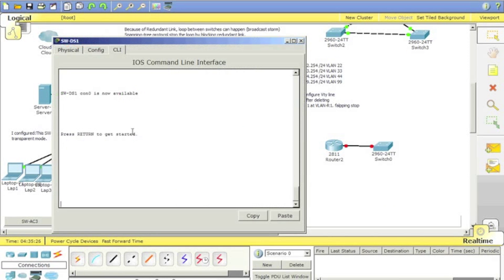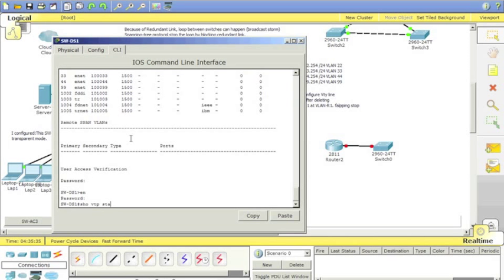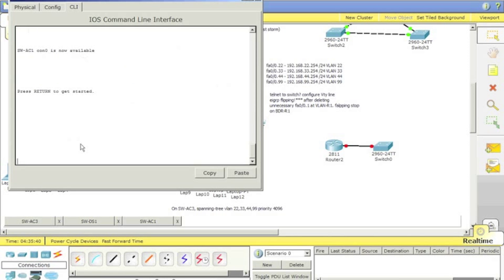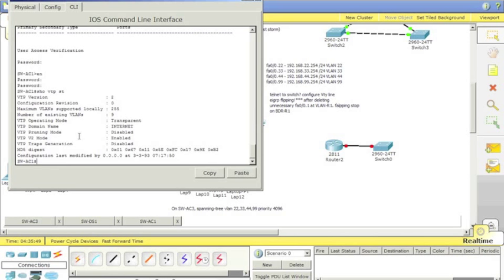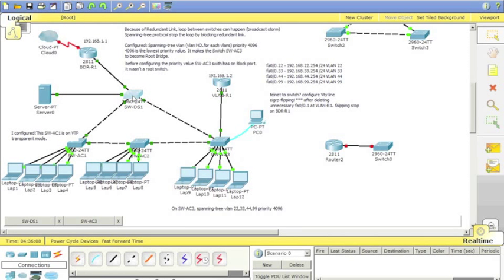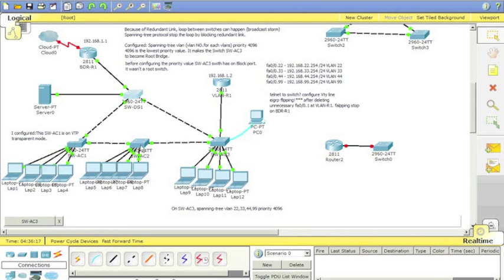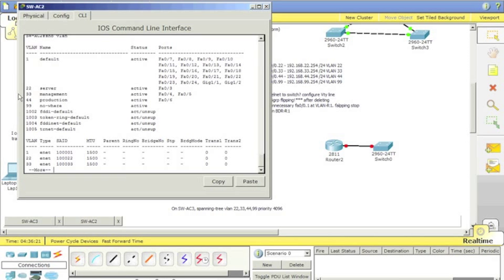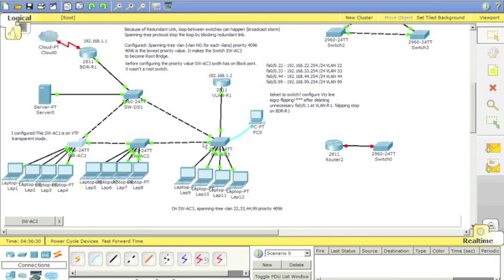This is in server mode. Show VTP status. Client mode. In transparent mode. Client mode. So I'm going to type, okay, show VLAN. This one has 22, 33, 99, 44, also 1, 2. And this one has 22, 33, 44, 99. This is in transparent mode. 22, 33, 44, 99. Let's add one. This is a root bridge.